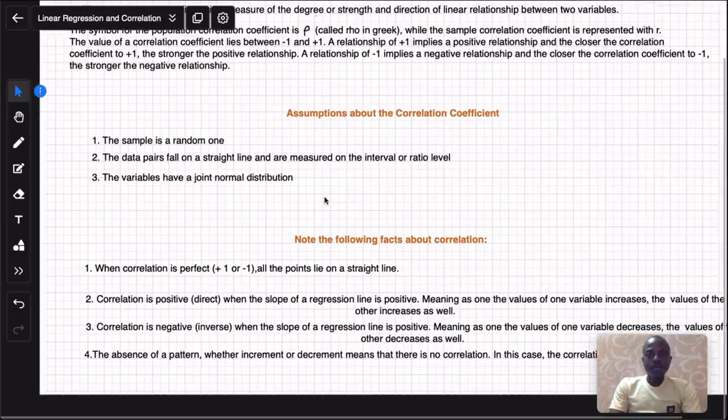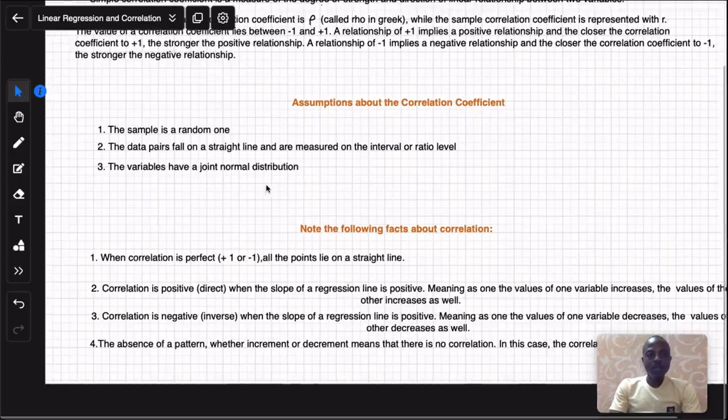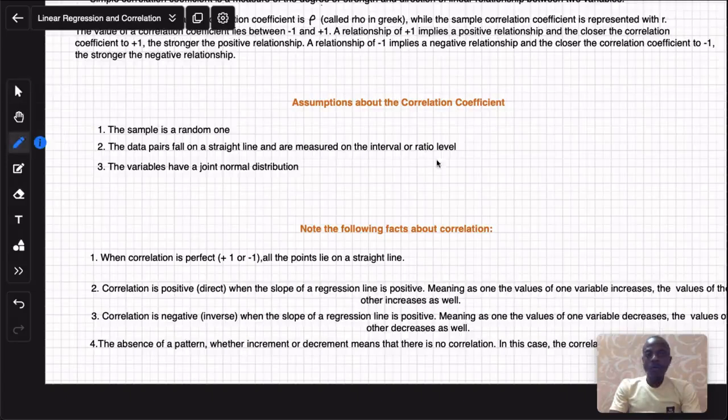Now going forward, we need to know these assumptions about the correlation coefficient. The first one is the sample is a random one. So the sample you take that you want to calculate your r, the sample correlation coefficient, the sample must be random. All right, the data pairs fall on a straight line and are measured on an interval ratio level. That means you cannot use something that is categorical. So for instance, category A, category B, you can't do anything that has to do with correlation on that kind of data set.